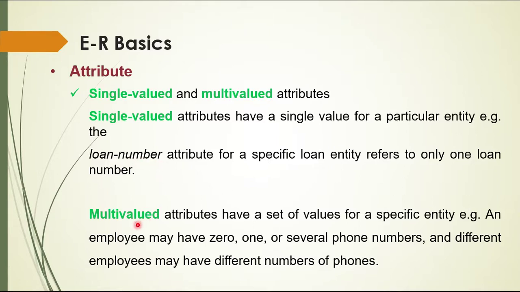Next is multi-value. Multi-value attributes have a set of values for a specific entity. As the name suggests, the attribute has multiple values. For example, phone number. Suppose a student has two phones, then they have two phone numbers. So phone number is a multi-value attribute. Single value attributes have only a single value and multi-value attributes have a set of values.